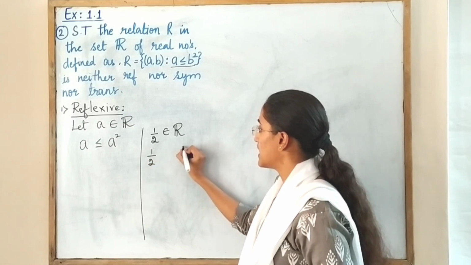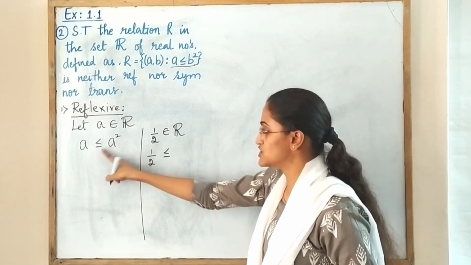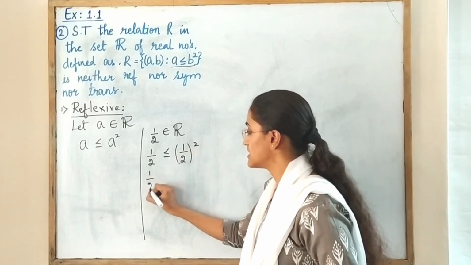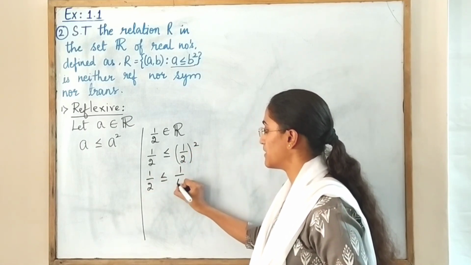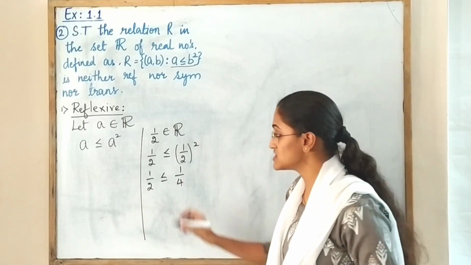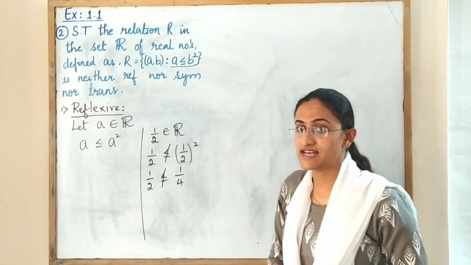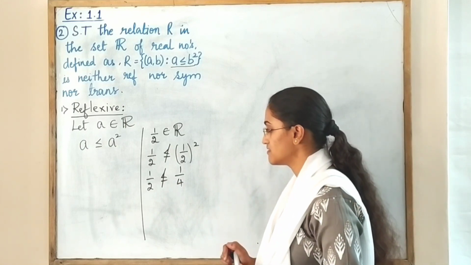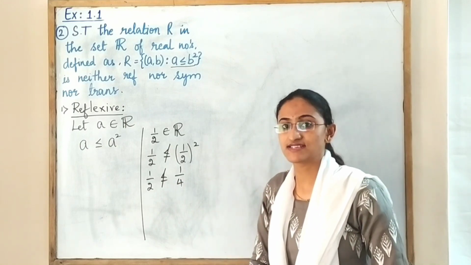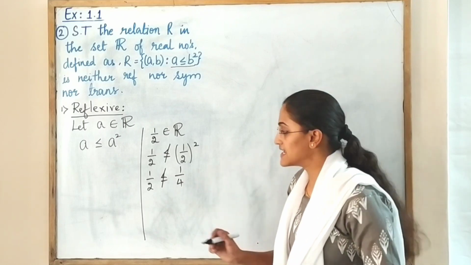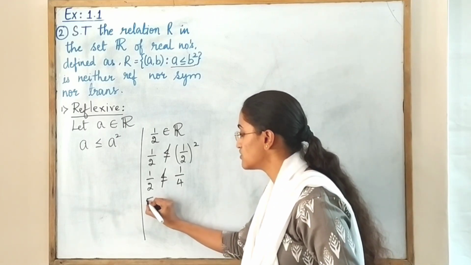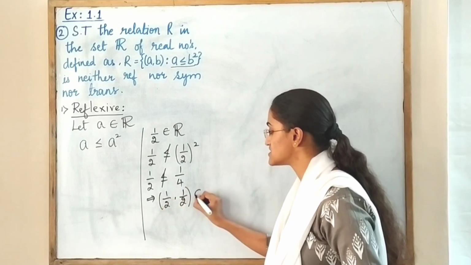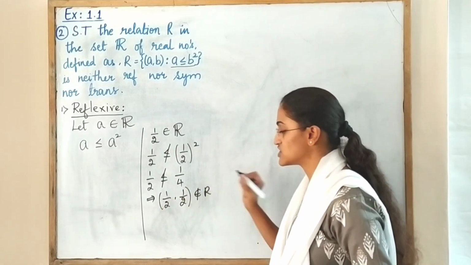Half is less than or equal to half whole square, that is, half is less than or equal to 1 by 4. Is this the right statement? Obviously not, and hence half is never less than or equal to the quarter, and hence you can conclude that the element half comma half does not belong to the relation R.